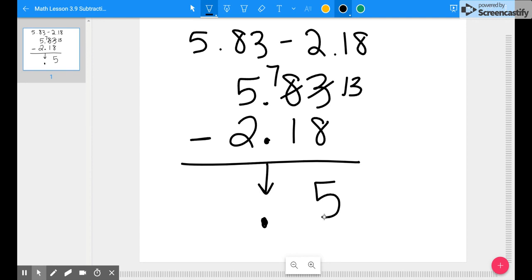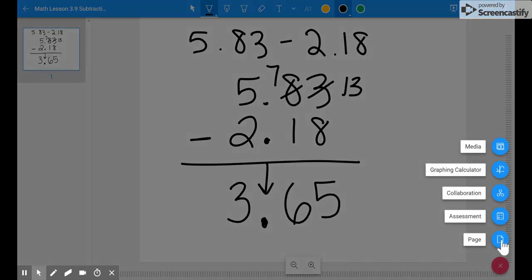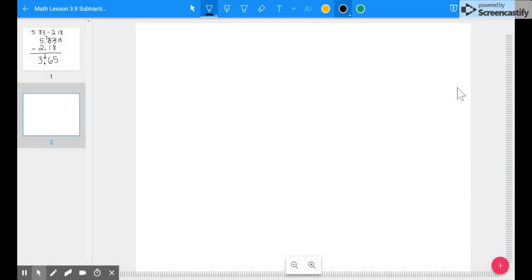Now I move to the tenths place value. And I can do 7 minus 1. And that gives me 6. I move to the ones place value. 5 minus 2, which is 3. And I'm keeping all of my answers lined up underneath. So my answer is 3 and 65 hundredths. Let's do another problem.